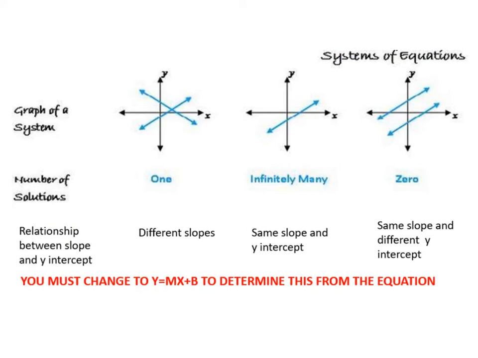Next, you're going to fill in a chart to represent the different types of solutions for a system of equations. When there is one solution, the relationship for the equations is that there are different slopes. If there are infinitely many solutions, the two equations have the same slope and y-intercept because they're the exact same. And lastly, if there are 0 solutions or no solution, the two equations have the same slope and different y-intercepts.